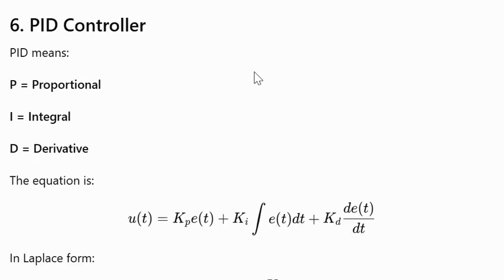The next one is the PID controller. We will see about the PID controller in the upcoming video.